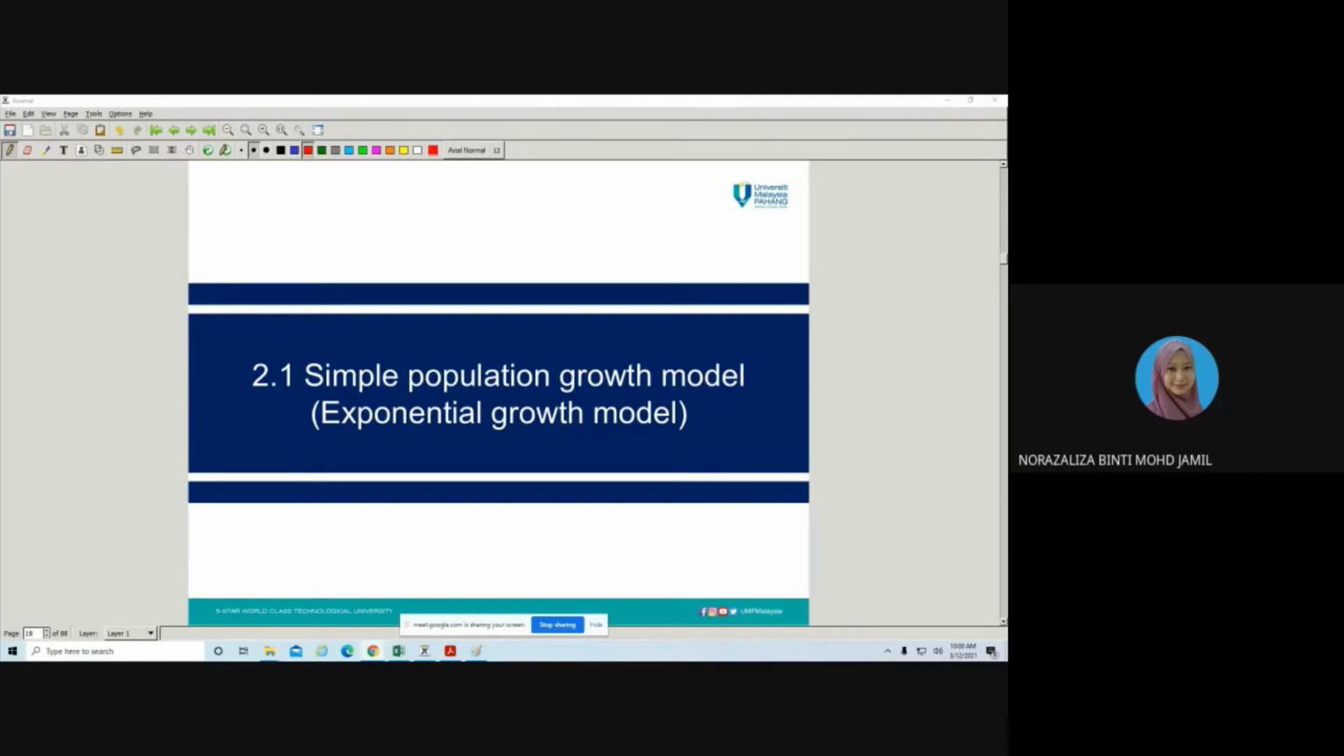2.1 Simple Population Growth Model, Exponential Growth Model. We try to understand the most basic example in mathematical modeling.